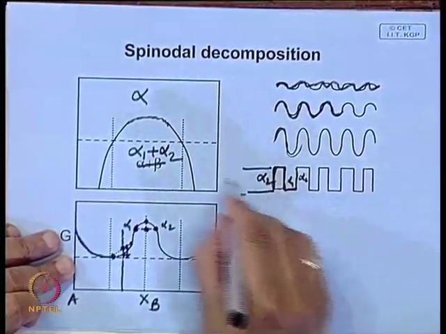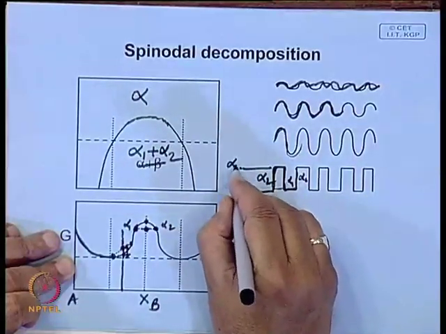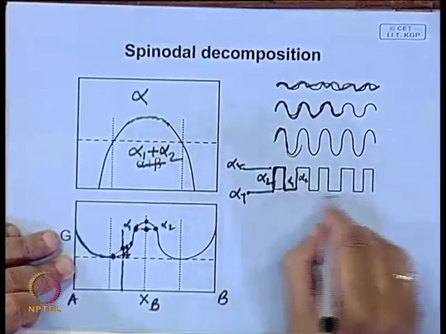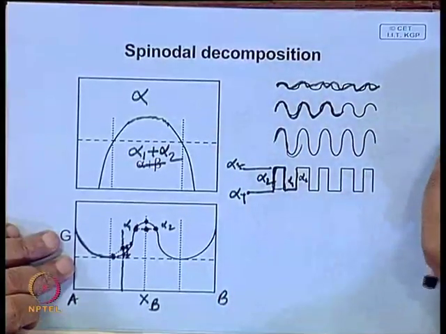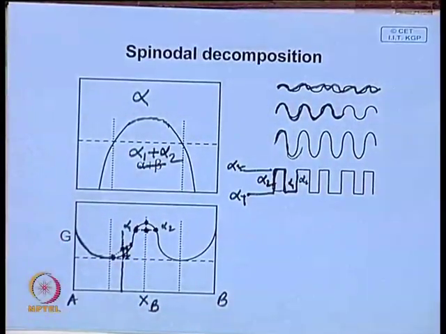So, this corresponds to one composition, this corresponds to alpha 2, this lower one corresponds to alpha 1. So, what is the advantage of this precipitate? If such small fluctuations can form into a precipitate, it will be a homogeneous precipitation, you will have uniform precipitate all through the matrix.